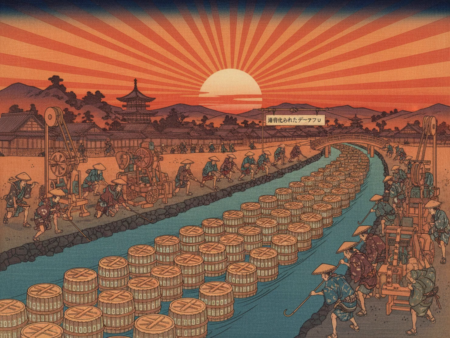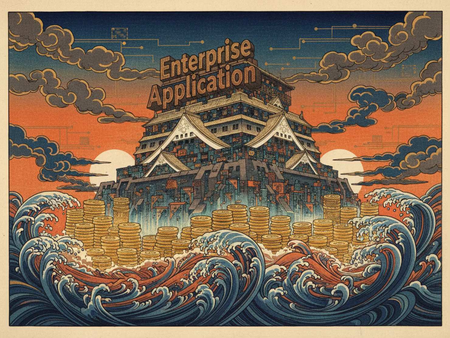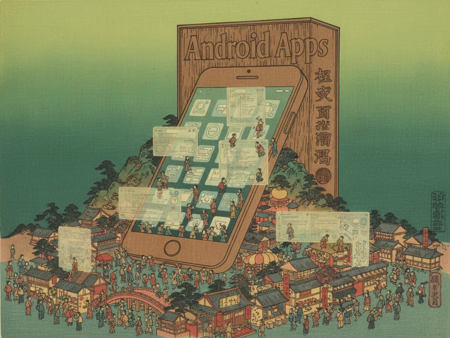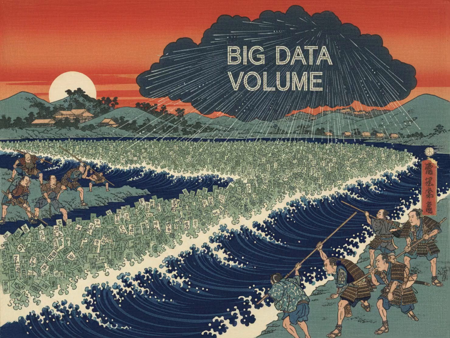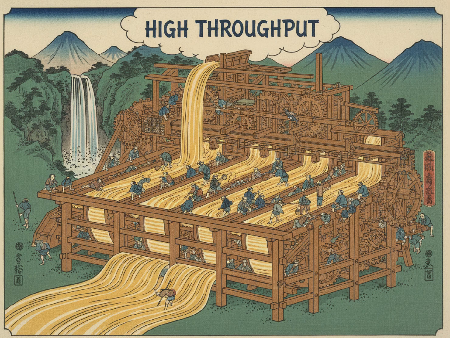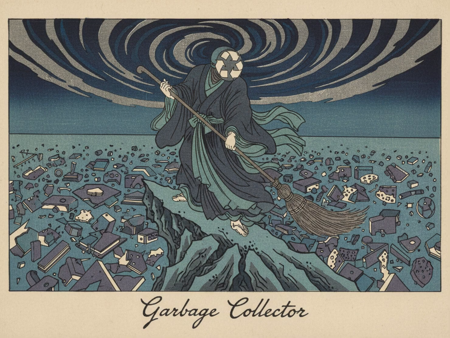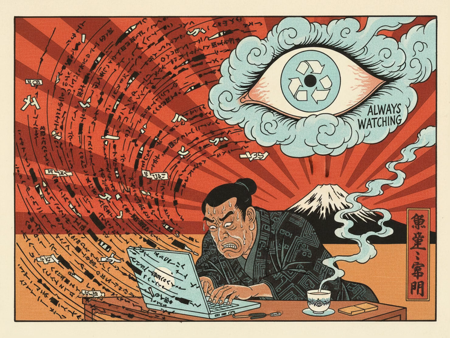So, when do you use Java or C#? Enterprise applications, Android apps, massive web services, anywhere you are dealing with tons of data and need that high throughput. Just remember, the garbage collector is always watching, waiting for its moment to strike.